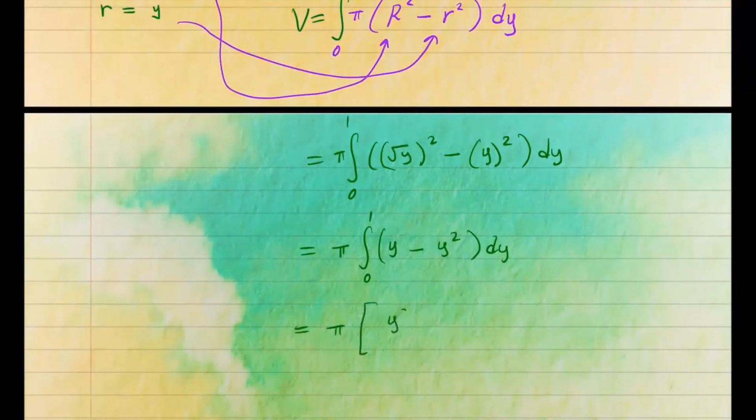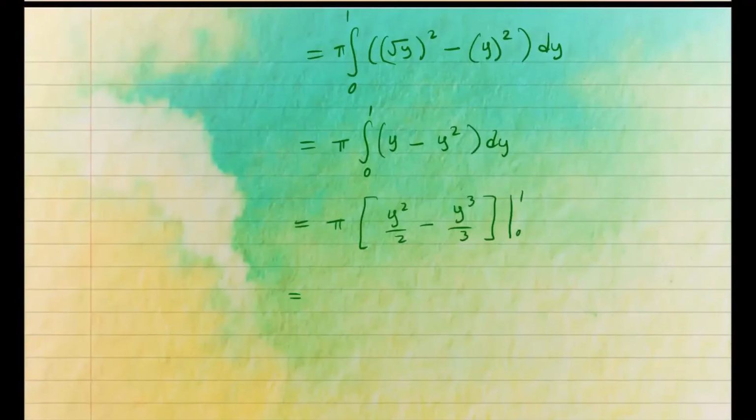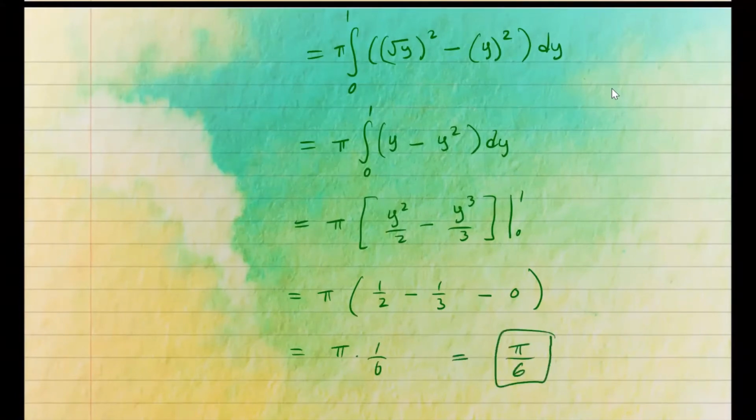We have y squared over 2 minus y cubed over 3, and we're going to take it from 0 to 1. So this will leave us with pi times 1/2 minus 1/3, and the lower limit of integration gives us 0. So this is pi times 1 over 6. So that will be the volume of this solid.